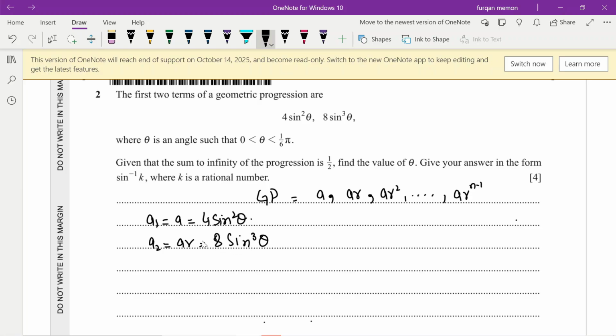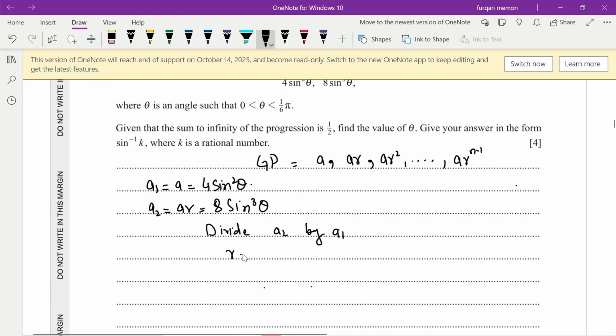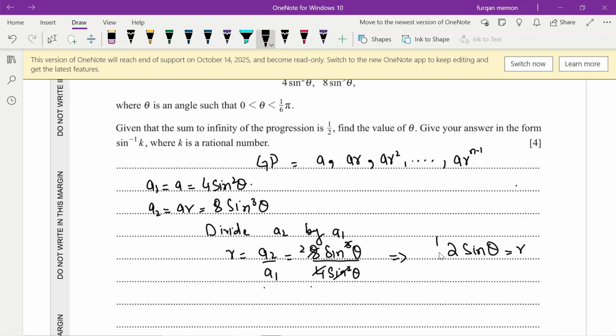Okay, we know that we can find the ratio by dividing a2 by a1. So the ratio is a2 over a1. a2 is the second term, which is 8 sine cubed theta over 4 sine squared theta, which is the first term. So this one will be cancelled, and this one is also cancelled. So we will have 2 sine theta. So the ratio is 2 sine theta. And we have the first term, which is 4 sine squared theta.